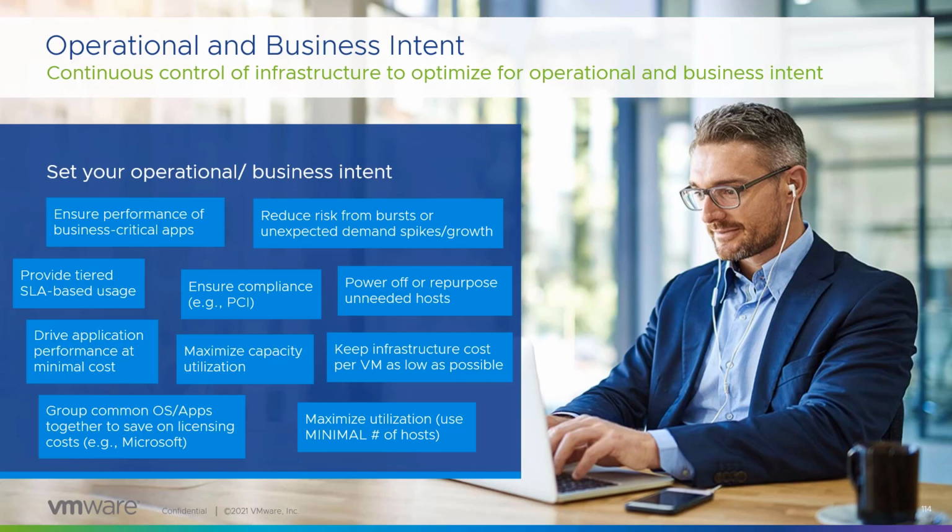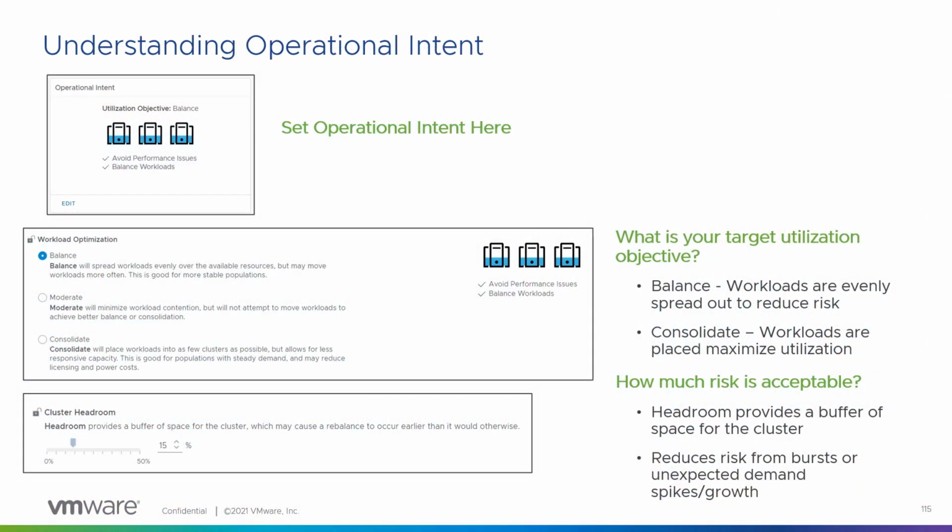Now let's take a quick look at how we configure that and why it's so easy to leverage inside of vROps. So you'll see a complete demo of these screens later, so I'm not going to go into too much detail of where they're coming from because you'll see them a little bit later. But the first thing we do is set operational intent. And setting operational intent really is 2 steps. It's 2 simple questions. What is your target utilization objective is question number 1.